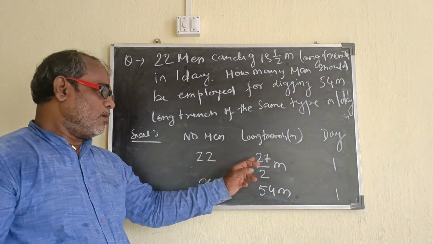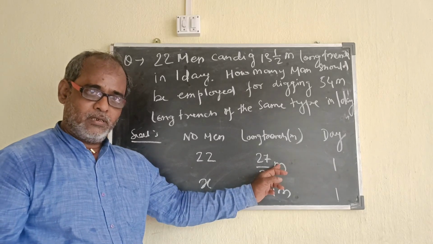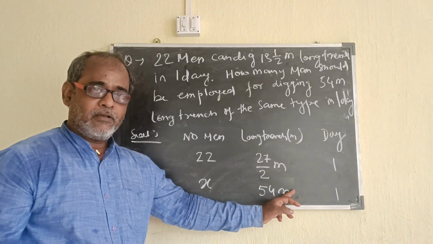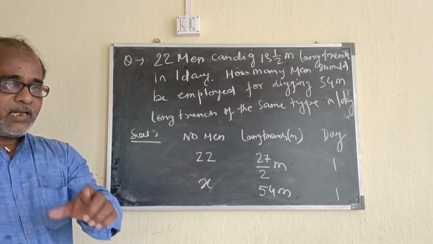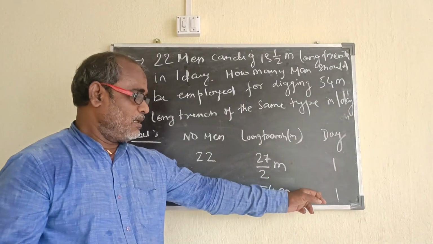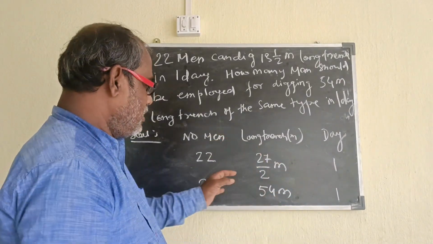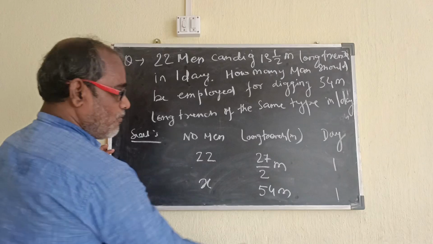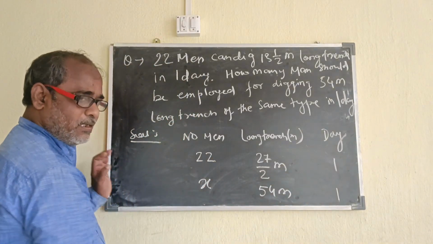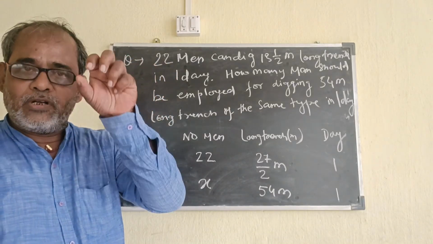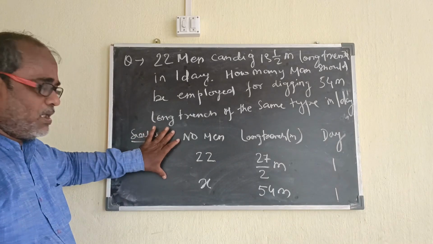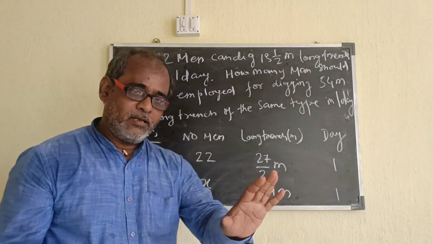22 men do the work, 27 by 2 meter can be dug. So 54 meter can be dug by how many? Now you have to understand whether it is 22 men, or less than 22 men, or more than 22 men in the same day. Naturally, our common sense says it should be more. That means when meter is increasing here, this is also increasing. So one quantity is increasing, and simultaneously the other quantity is also increasing. So this question is of direct variation.